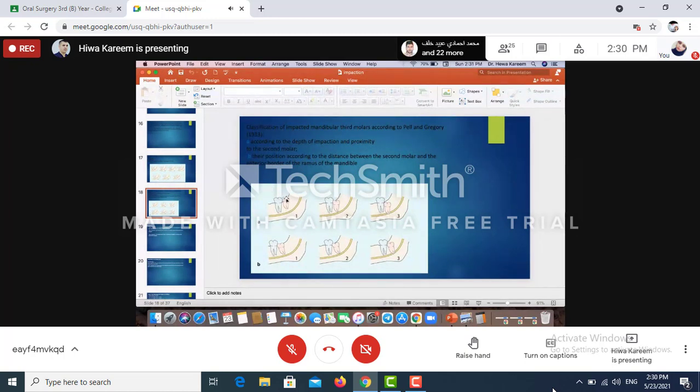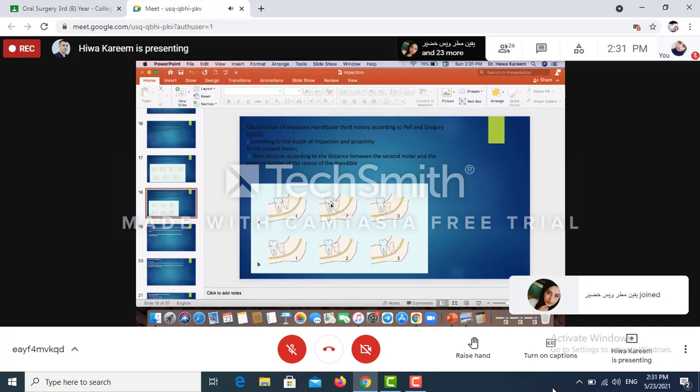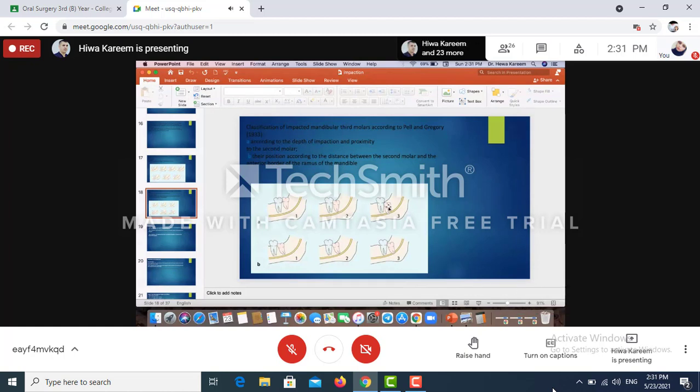Class A, the occlusal plane of the third molar is at the same level as the second molar. In class B, the occlusal plane of the third molar is between the occlusal plane of the second molar and the cervical line. In class C, the occlusal plane of the third molar is below the cervical line.